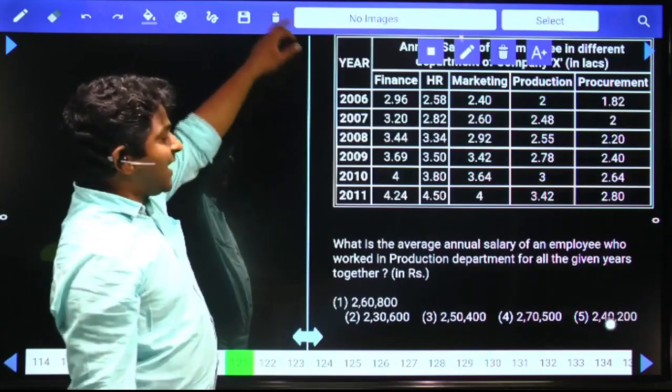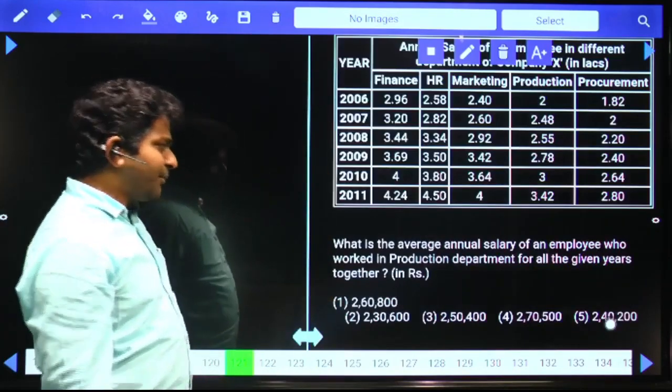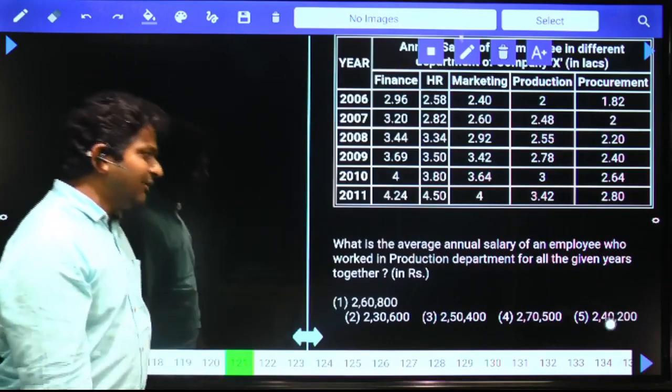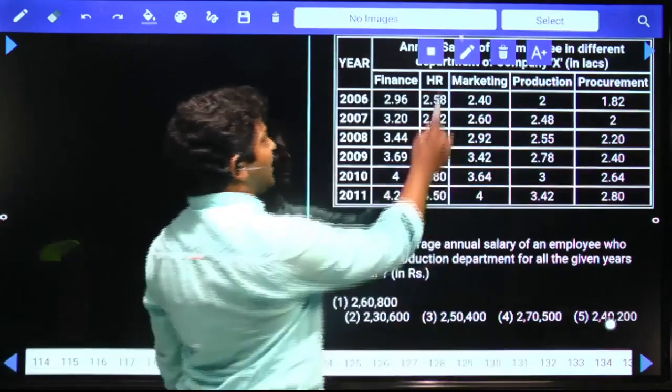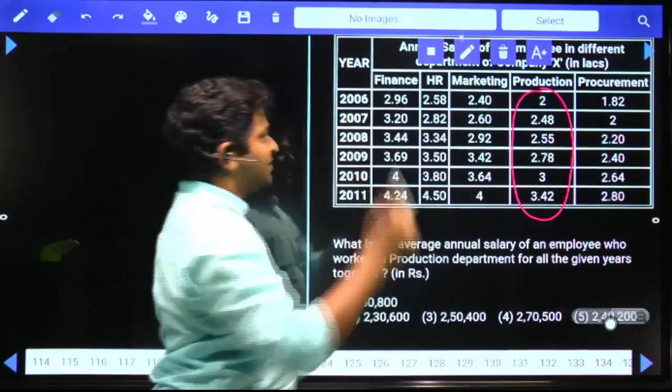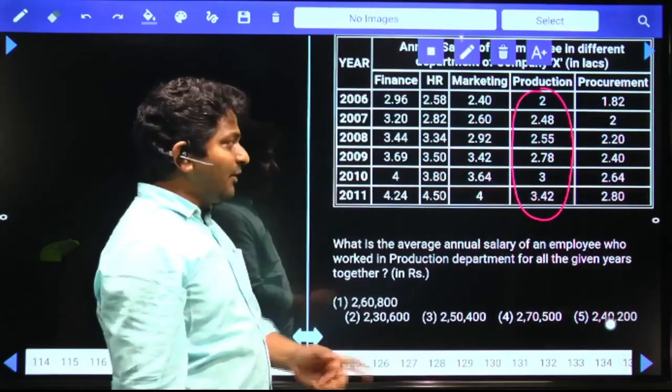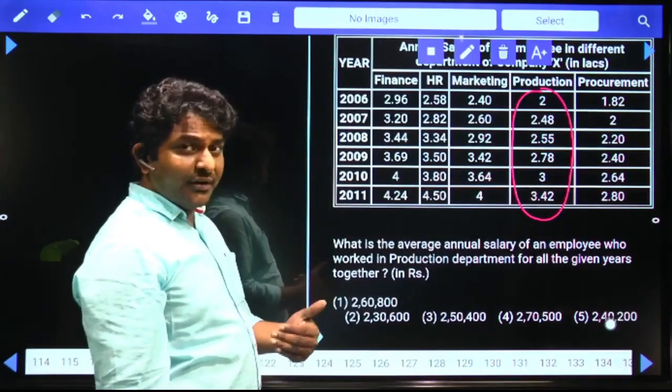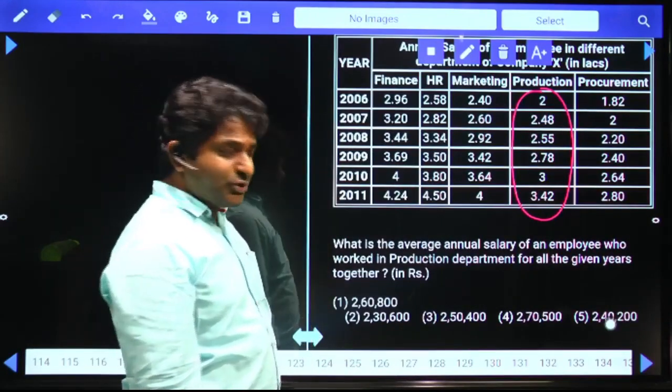What is the average annual salary of an employee who worked in production department for all the given years together? Production department for all years. Sum of all these numbers divided by 6. That's the average. Now instead of going for that, let us go for the equality concept, benchmark.